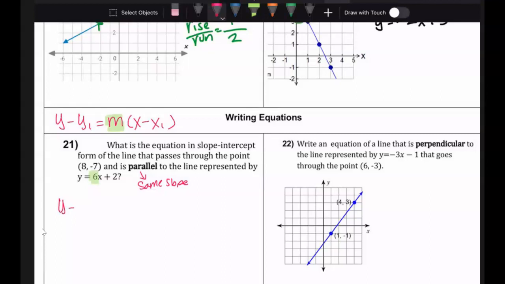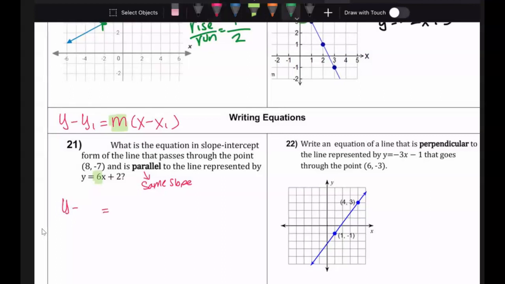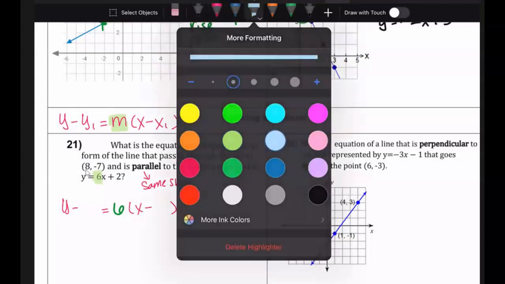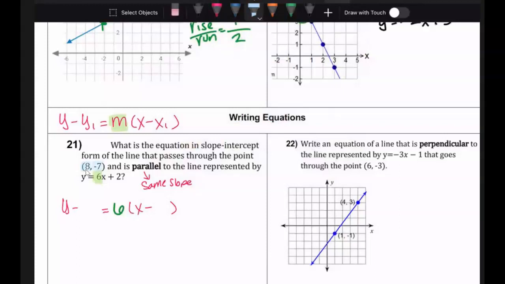So y minus whatever my y1 is equals my slope, 6, x minus whatever my x1 is. Your x1 y1 are the points they specify it crosses through, these 2 points, or this 1 point. So in this case, it's the 8, negative 7. So the 8 and the negative 7. So my y is the negative 7 since it's your second number, and your x is the 8. Double negatives make it positive.